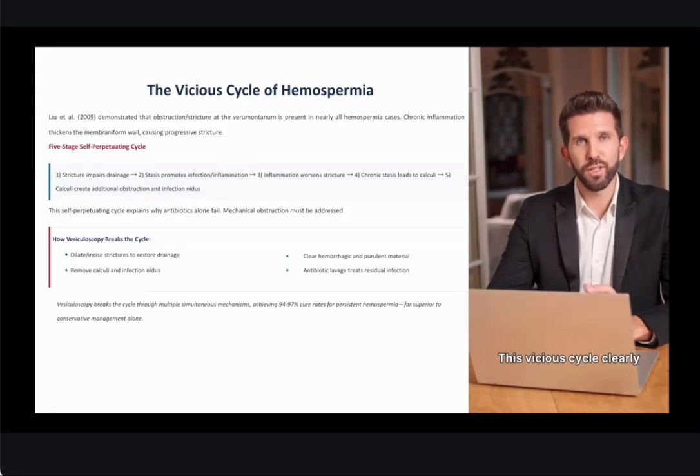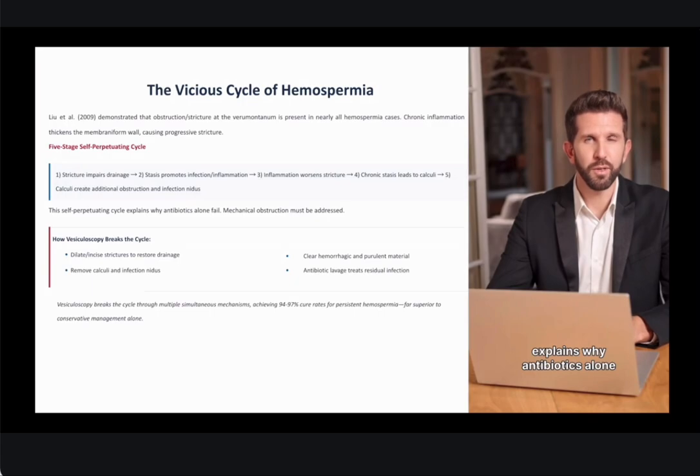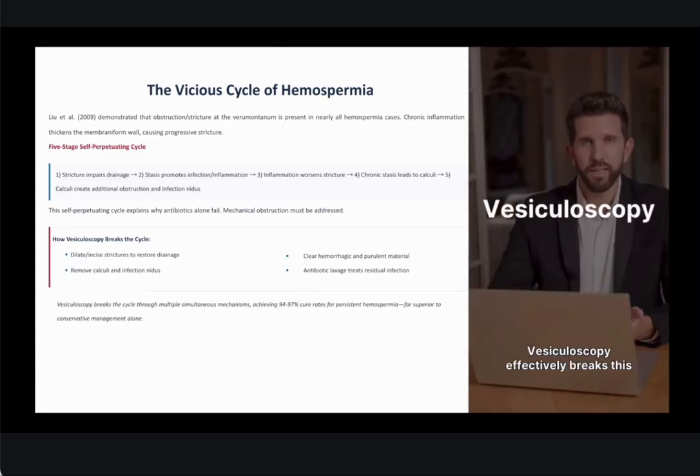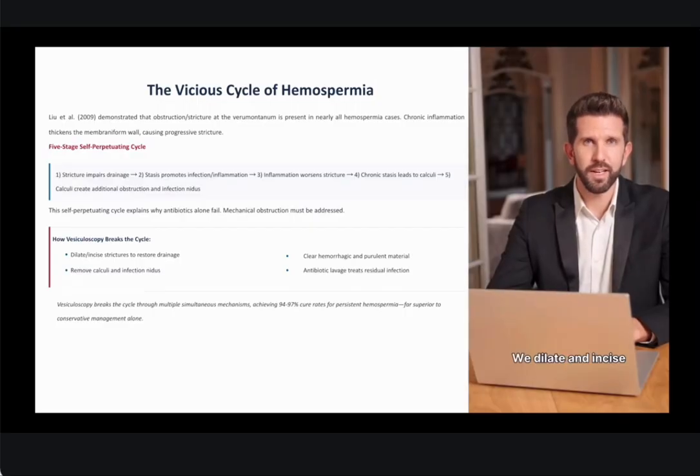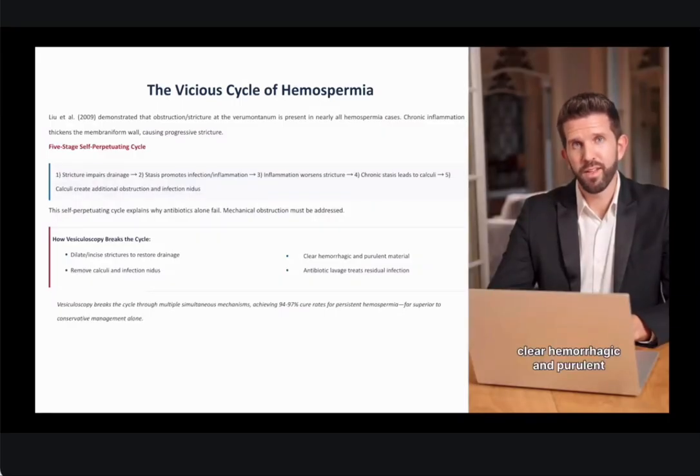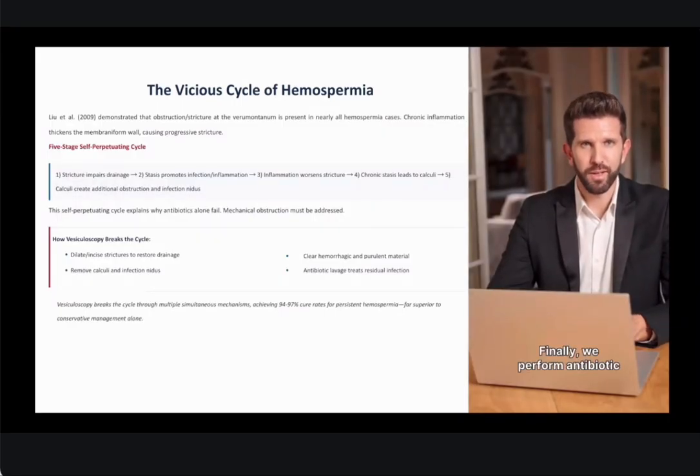This vicious cycle clearly explains why antibiotics alone often fail to resolve hemospermia. The mechanical obstruction must be directly addressed. Vesiculoscopy effectively breaks this cycle through multiple simultaneous mechanisms. We dilate and incise strictures to restore proper drainage, remove calculi and any infection nidus, and clear hemorrhagic and purulent material. Finally, we perform antibiotic lavage to treat any residual infection, ensuring a comprehensive approach to healing.